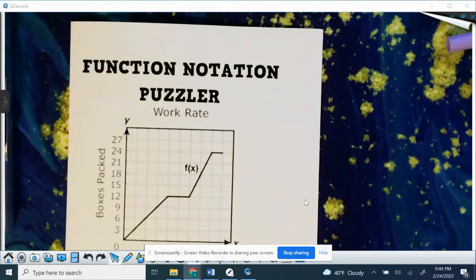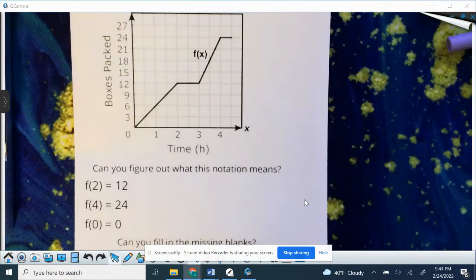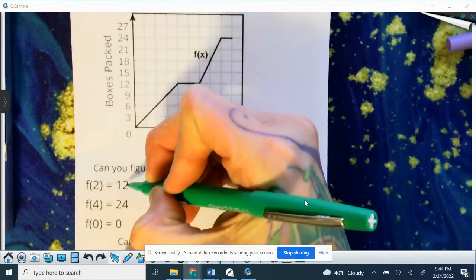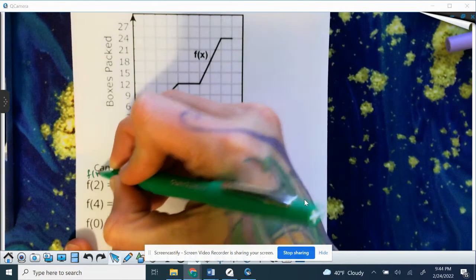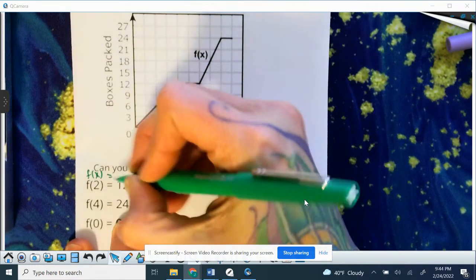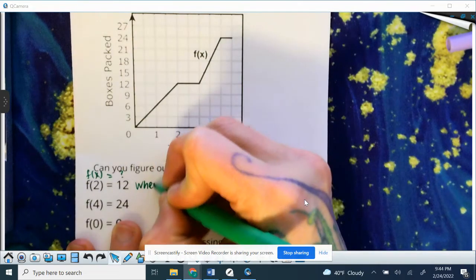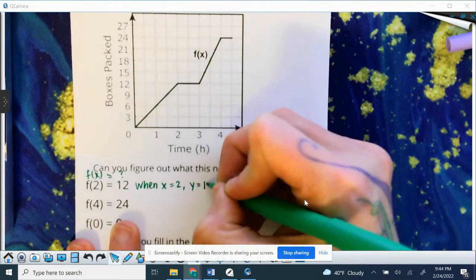Last but not least, on the other side, this also pertains to tables. One of these is going to make more sense to you, but hopefully by trying all of them, it'll start to stick. So can you figure out what this notation means? F of 2 equals 12. Remember, this is f of x equals, and that means y equals your y number. So that's when x equals 2, y equals 12.